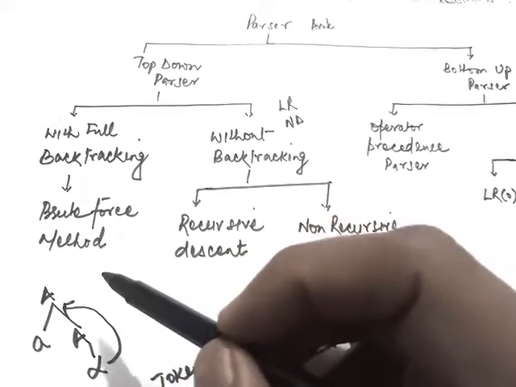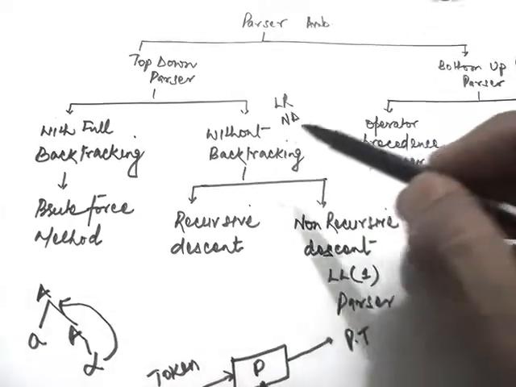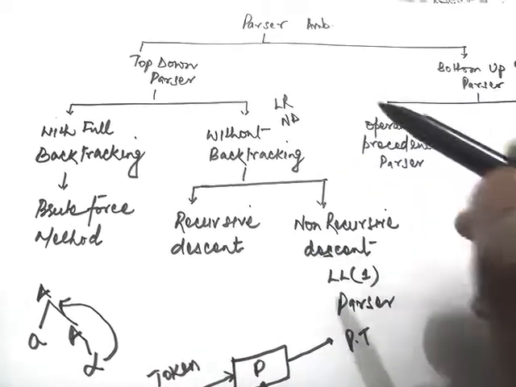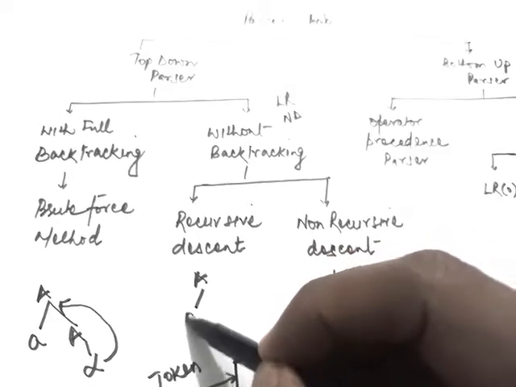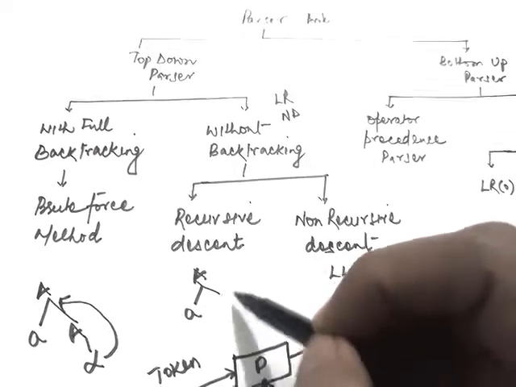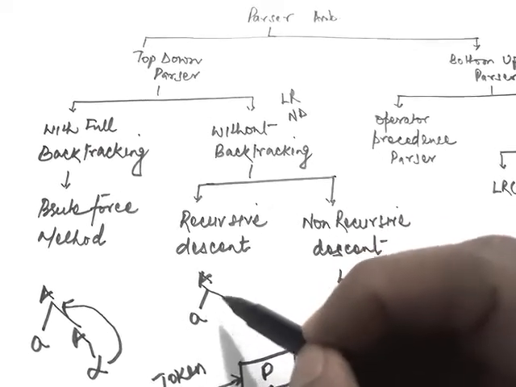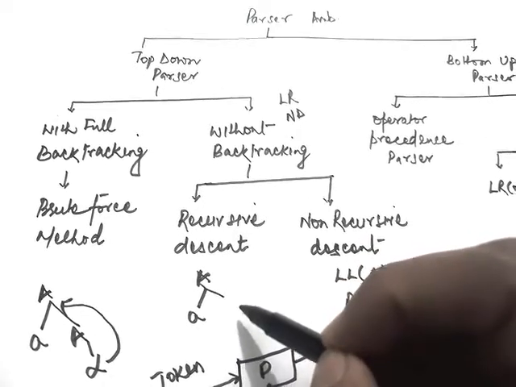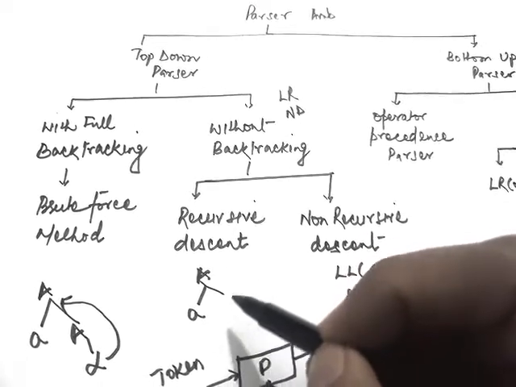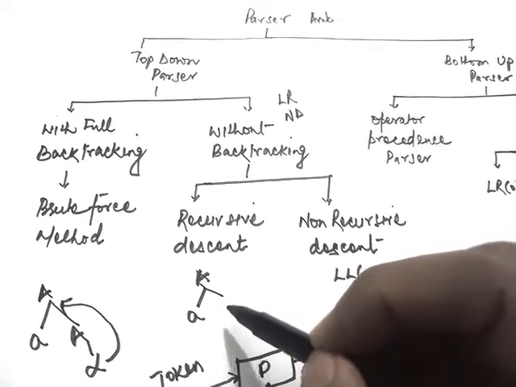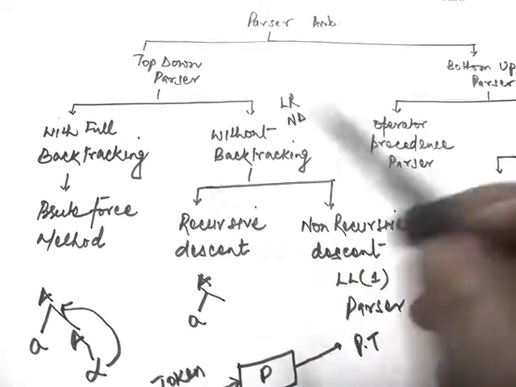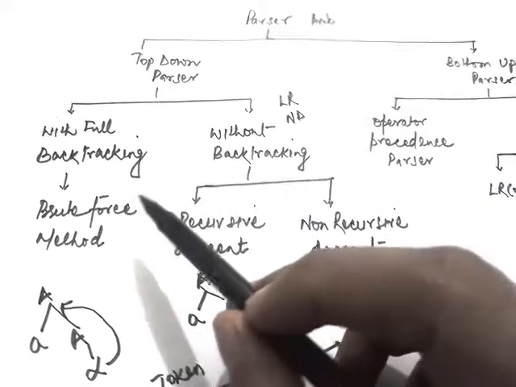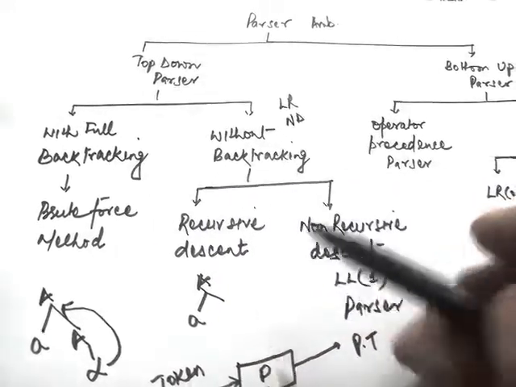and it is nothing but a brute force method. And if it is without backtracking, it means that when we start building up our tree, we have to decide which production I should use to get the desired result. There is no chance to backtrack. So this is the difference between full backtracking and without backtracking.